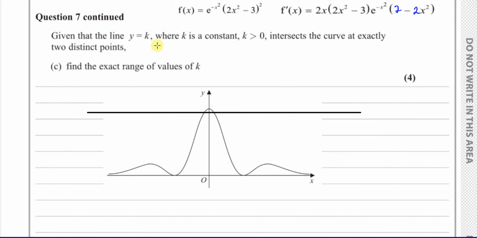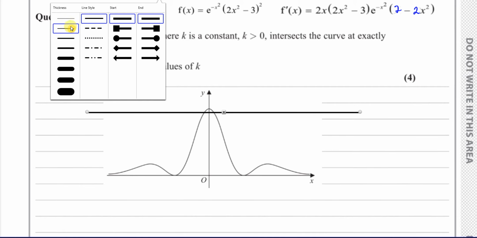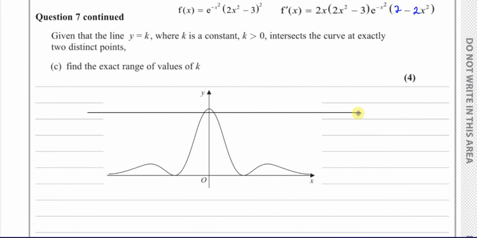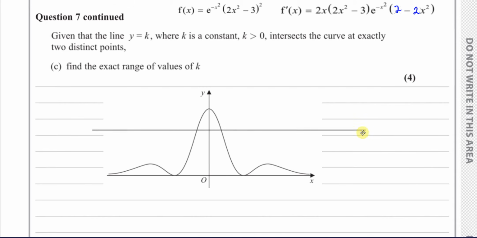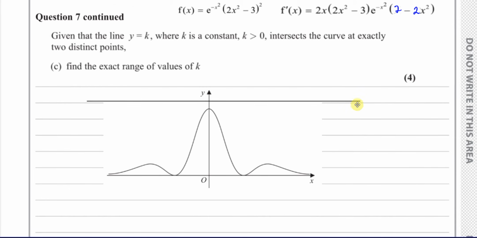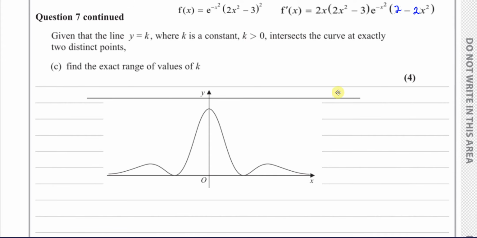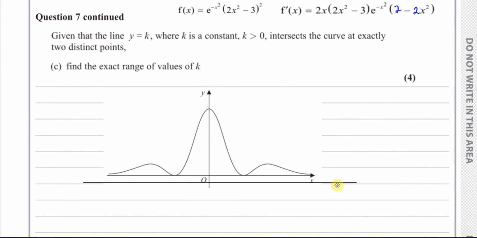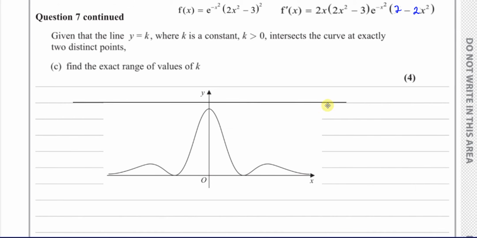So y equals k is a horizontal line. The question says to show that the line y equals k... If y equals k is up here, it won't hit the curve anywhere. If y equals k is down here, it won't hit the curve anyway. It can't be down here anyway because it says k is greater than 0, so it's going to be positive.